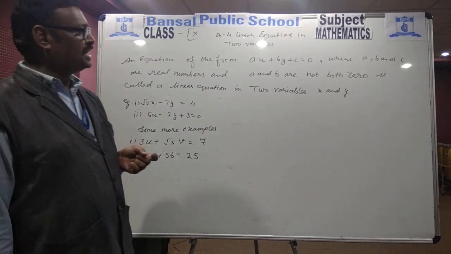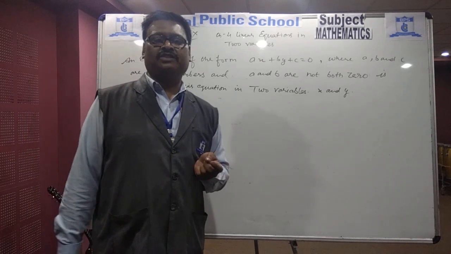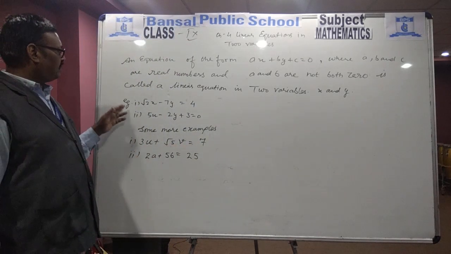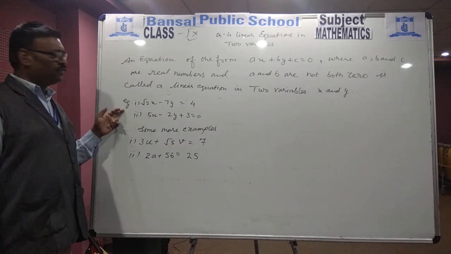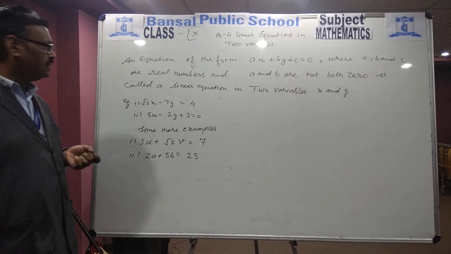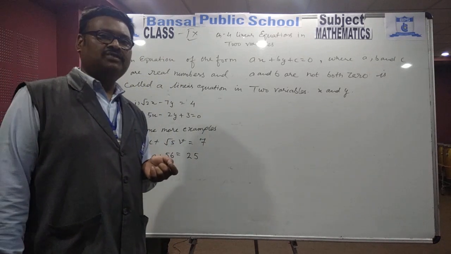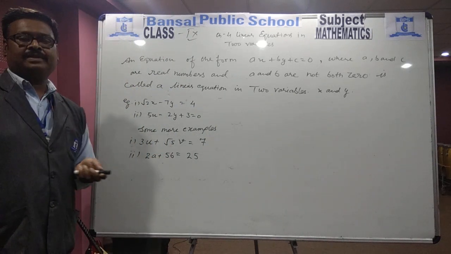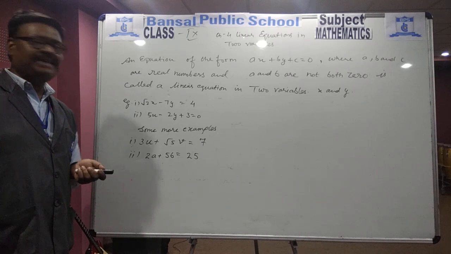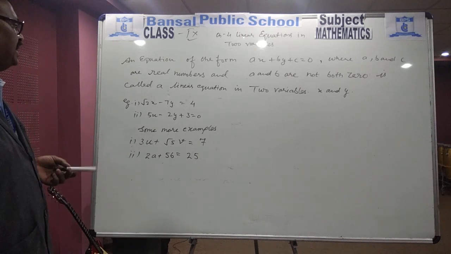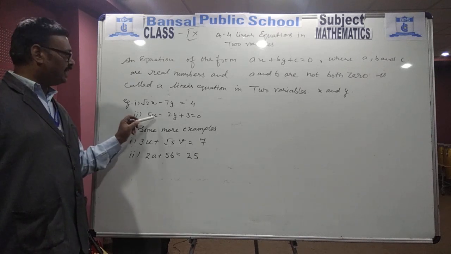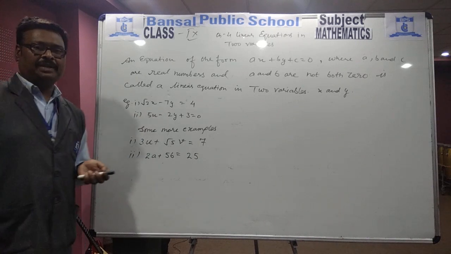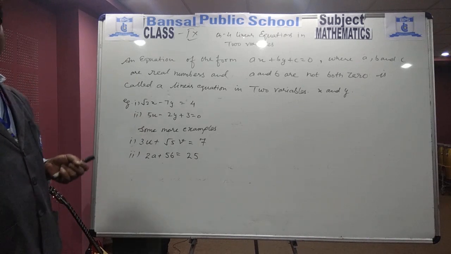Now let us have some examples of linear equations in two variables x and y. Example number 1, root 2x minus 7y is equal to 4. We have two variables x and y. Second example, 5x minus 2y plus 3. Here x is one variable and y is the second variable. So it is not always only x and y.